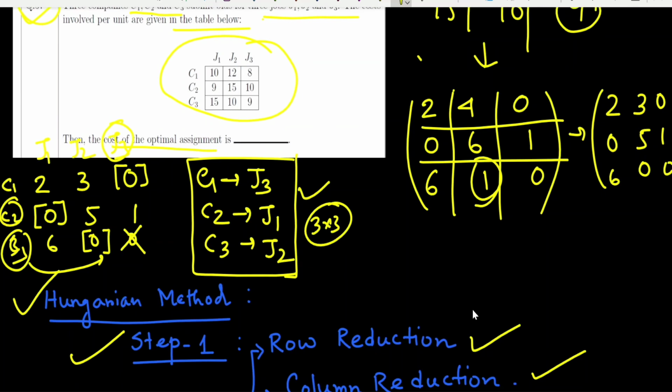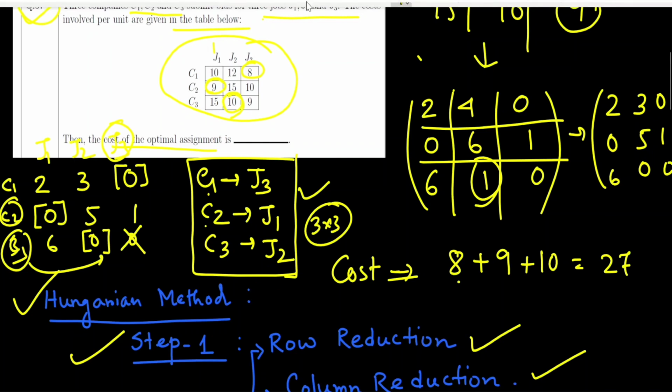Therefore the optimal cost is as follows. C1 goes to J3, so we take the cost of J3, which is 8. C2 goes to J1, so the cost is 9, since this is the J1 job. Plus C3 goes to J2, and the cost corresponding to that is 10. So this is equal to 8 plus 9, 17, plus 10, equal to 27. Therefore our correct answer is 27 for this problem. So 27 is the optimal assignment. This is the answer of this problem.